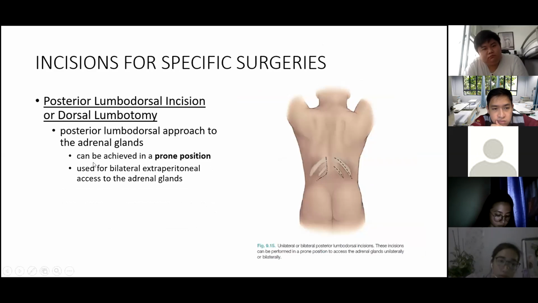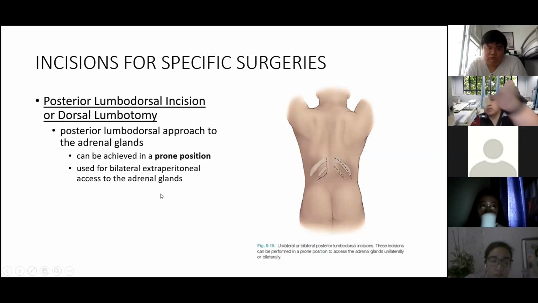For the posterior lumbodorsal approach to the adrenal glands, instead of the lateral position, the patient is now in a prone position, and this is used to access the bilateral extraperitoneal adrenal gland.